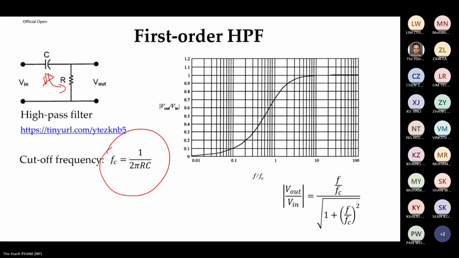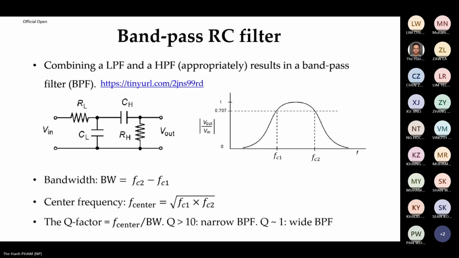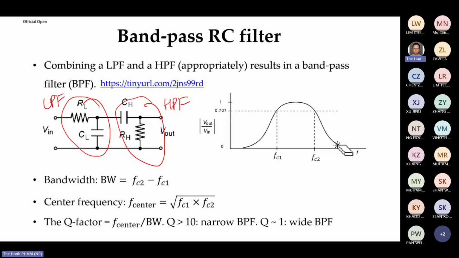Okay. Now, how to have a band pass? You combine low pass and high pass. For example, this one is your low pass filter, and this one is your high pass filter. When you combine them, you have this shape, which is a band pass filter. Then you have FC1 and FC2, two cutoff frequencies, and the center frequency is calculated in this way.